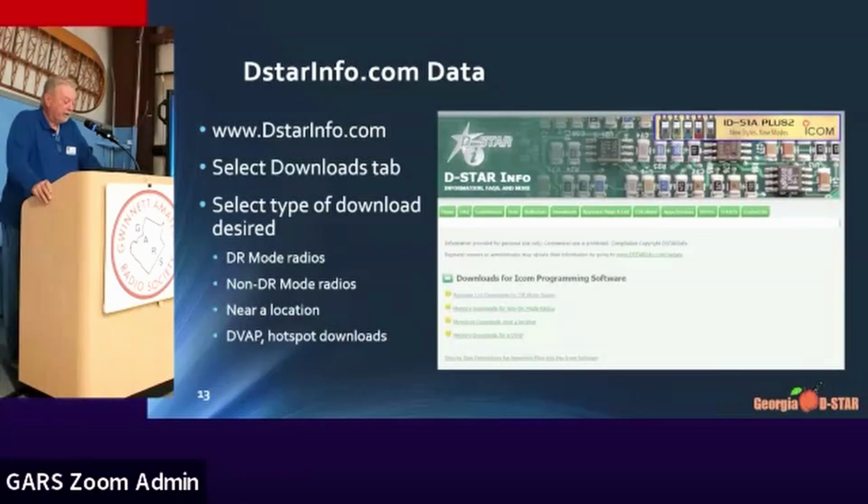And if you go to the site and you select the Downloads tab, kind of hard to see probably on there, but there's a Downloads tab, one of those green tabs across the upper part, and you select the type of download you want. For example, if you are a current generation of radio, it's a DR mode radio. So I would select that. Otherwise, I can just get a list near a location. I can also add some hotspot data to be included in that.